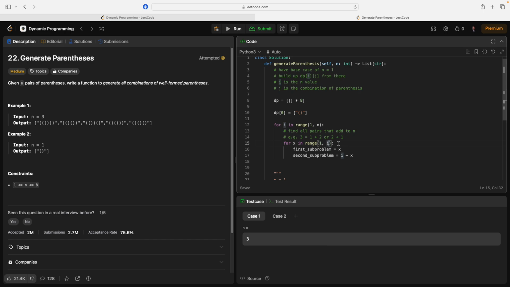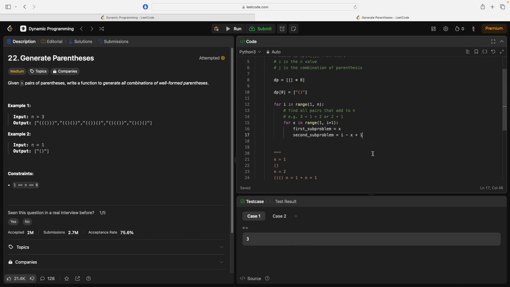But i is actually going to be 1 lower than n, so we need to do i plus 1, because that gives us 1. Because for the second iteration, i is going to be 2, so we need to bump it up by 1. So x starts at 1 and goes up to 2, because i is 2, plus 1 is 3, exclusive is 2. Yes. That'll give us all the combinations.